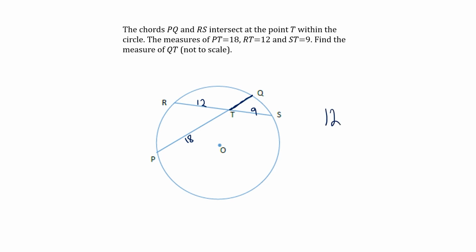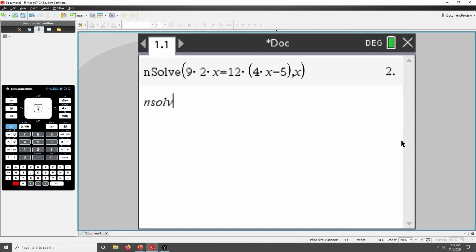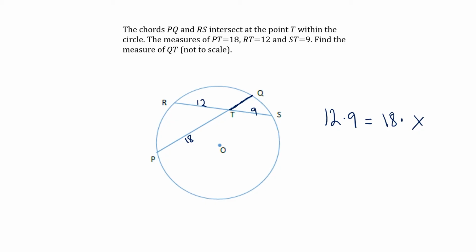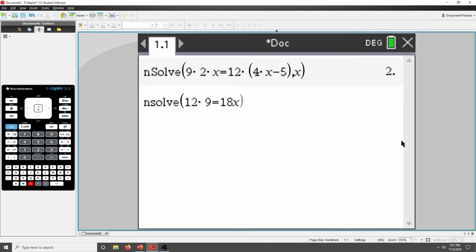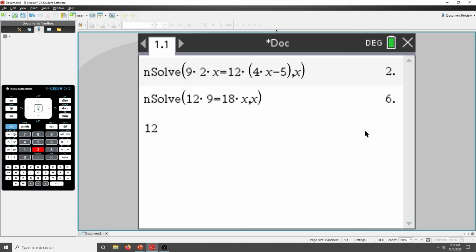And we know that 12 times 9, the two components of one chord, are going to equal the two components of the other chord. So we can say 18 times x, whatever you want to call it. And I'll throw this into NSolve because I'm lazy. 12 times 9 equals 18x, comma x, 6. So x equals 6. And just to really prove that, let's try 12 times 9. We're going to get 108. And if we do 18 times 6, we're also going to get 108.